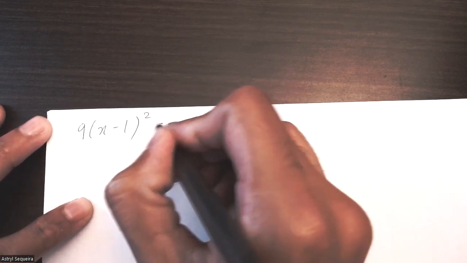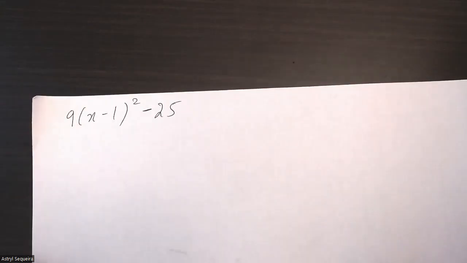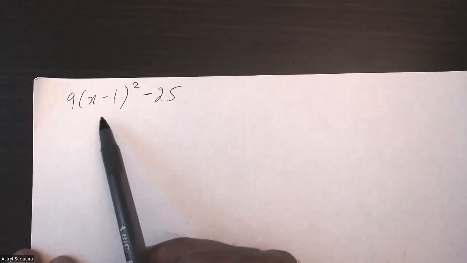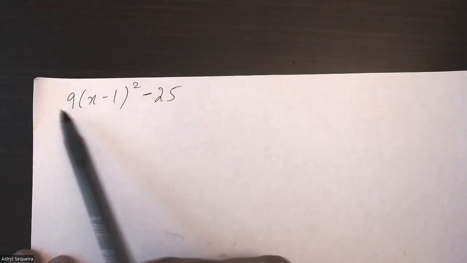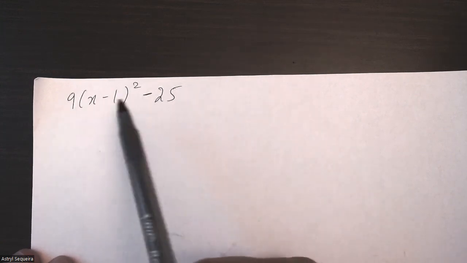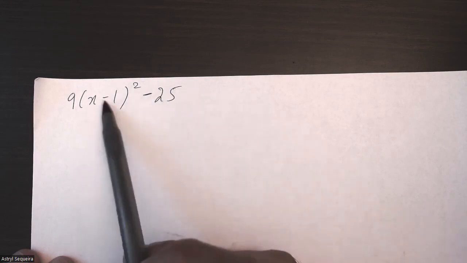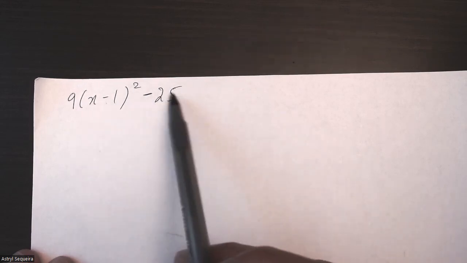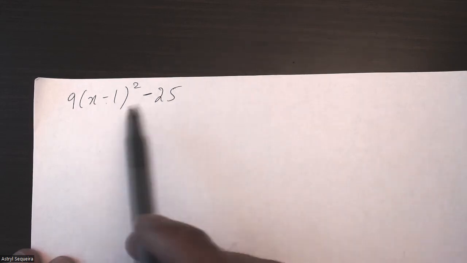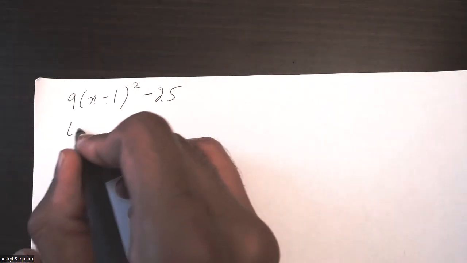All right, next question is 9 times x minus 1 squared minus 25. Now this is a difference of squares question. Some people might be tempted to expand this all out and then combine like terms and factor, but that's the long way of doing it. You can actually do this by difference of squares because both these terms are square rootable, but it's a bit complicated. So let's do a substitution first.